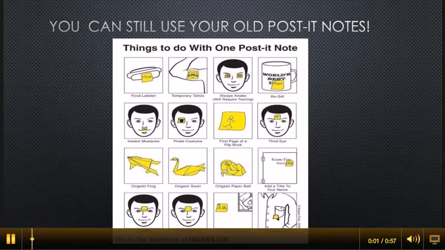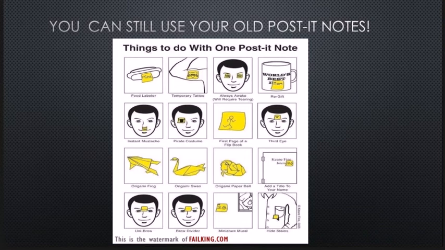So now that you know how versatile and easy to use Lino is, you may be wondering what you're going to do with all the post-it notes that you still have. And I have a picture here that has a lot of different interesting suggestions. My favorite is temporary tattoo or origami paper ball, but you can choose whichever one that you like best.